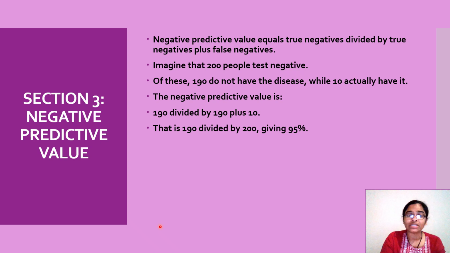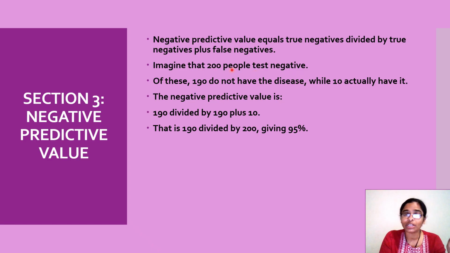Now, let's see what is negative predictive value. Negative predictive value asks, among all the people who tested negative, how many genuinely do not have the disease? The formula is negative predictive value equals true negatives divided by true negatives plus false negatives. So that means the denominator contains all those people who tested negative.